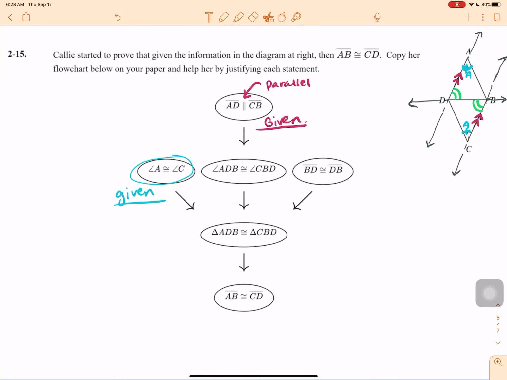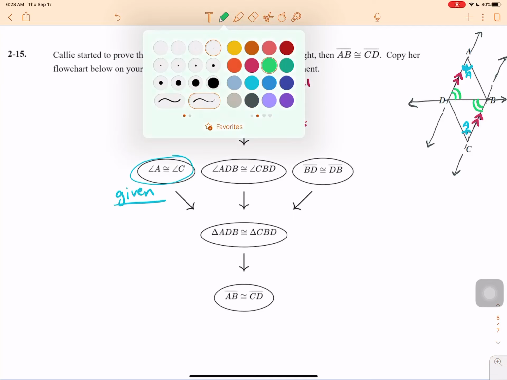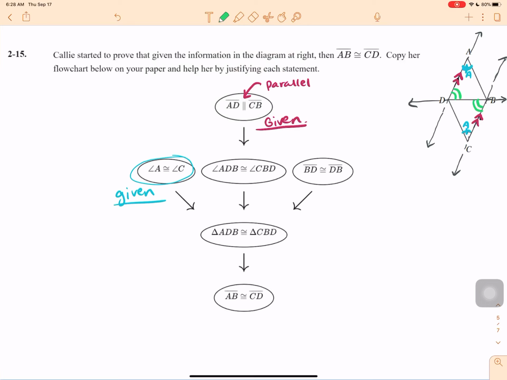Okay, so again, hopefully if you did not have enough time to see that, just pause the video and go back to see what I just did. But I just showed you guys why these are congruent, and it's by alternate interior for these angles here. Alternate interior angles.